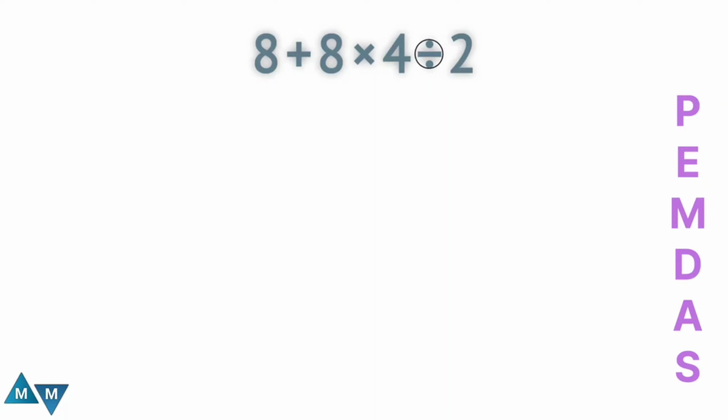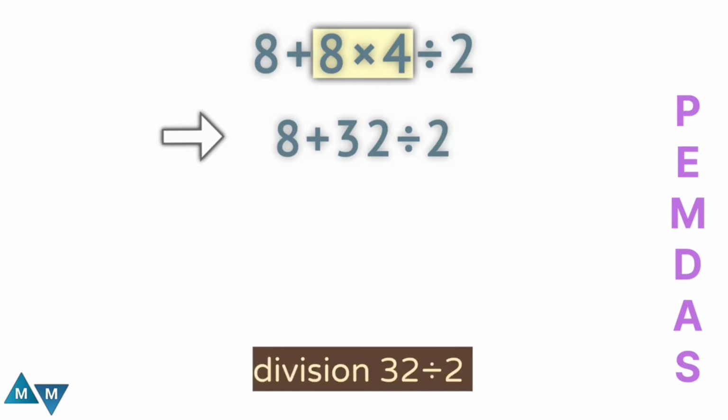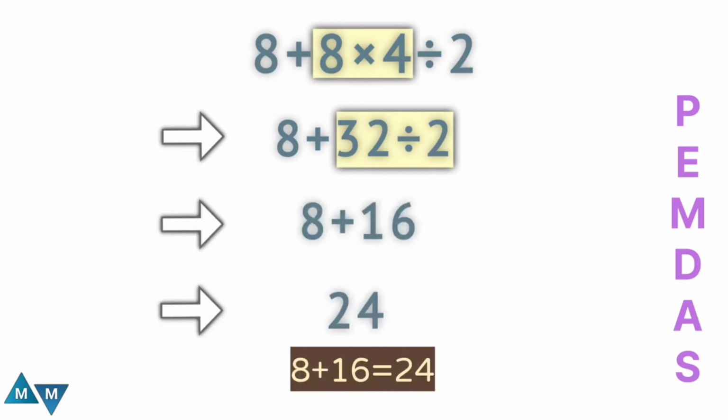So what do I see first? Moving left to right. Well, in this case, I see multiplication first. So this is what I have to do first. So 8 times 4 will be our first move, which is equals to 32. Now we have the following expression. Now our next move will be division. 32 divided by 2, which equals 16. Now the expression becomes 8 plus 16, which is equals to 24.